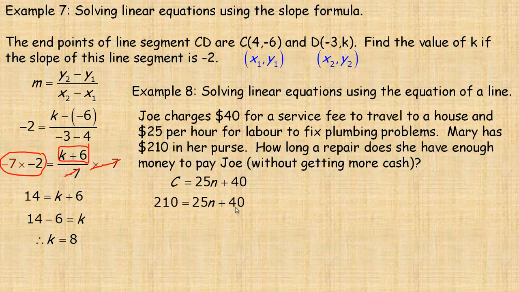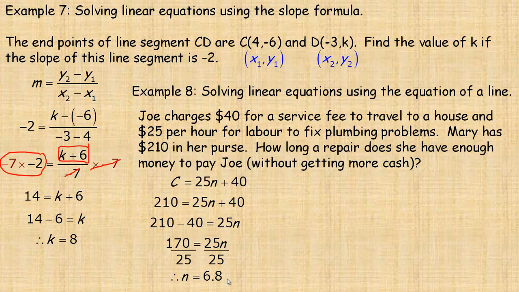The first thing I would do, I want to get the N term alone, so I get rid of the 40. So we'll bring the 40 over here and subtract from the 210. So 210 minus 40 equals 25N, and that subtracts to 170. I want to isolate for N, so I need to get rid of the 25. So we're going to divide both sides by 25. And 170 divided by 25 is 6.8.